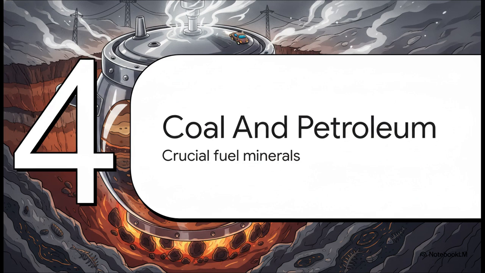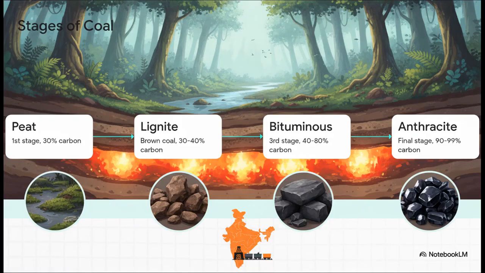Moving to Section 4, coal and petroleum, our crucial fuel minerals. To understand how these are made, imagine the Earth as a giant, slow-cooking pressure cooker. Millions of years ago, dense forests and marine life got buried underground. With intense heat and pressure over time, they cooked into fossil fuels.